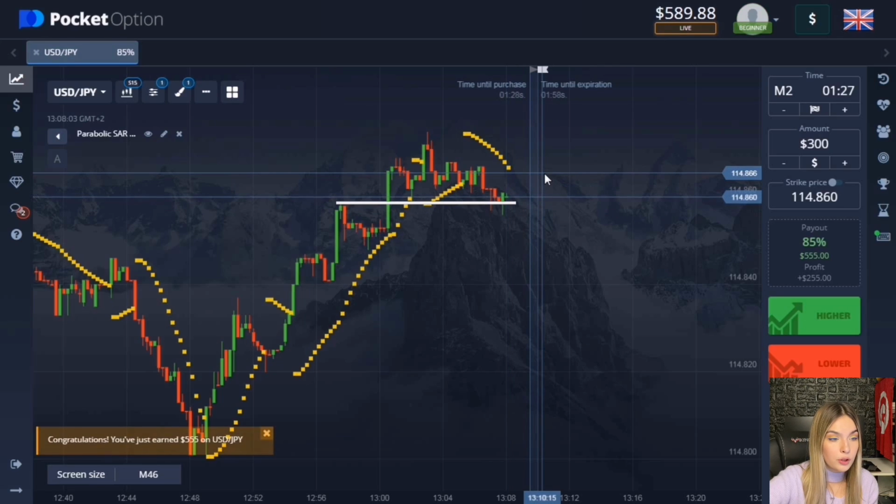Well, quite well, the rollback really continued to the internal support level and we get a profit. 2 minutes was enough, the indicator has confirmed our entry point. Let's continue to look for the following situation in the market.